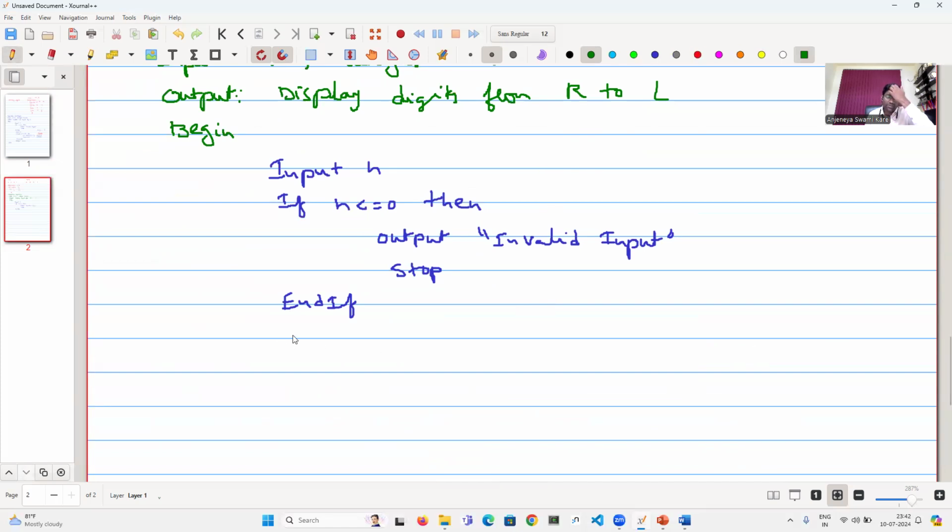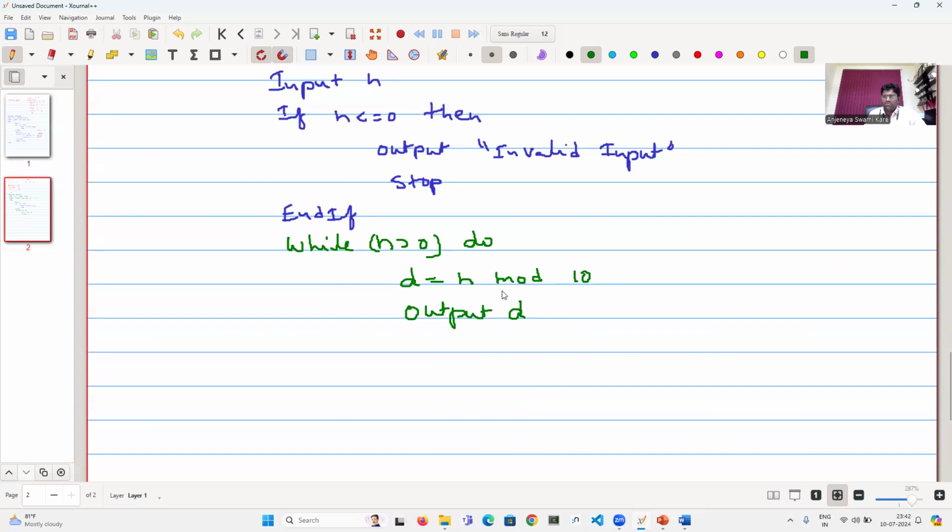So what we need to do? We need to display the number, right? So while n greater than 0 do: digit is equal to n mod 10. This will give me the right digit, right? Output digit. Now this will extract the rightmost digit of the number. Now I need to discard the rightmost digit from the number. How do I discard it? n equal to n by 10.